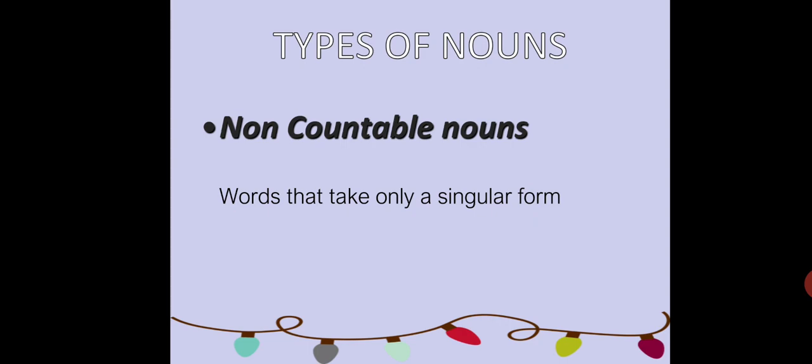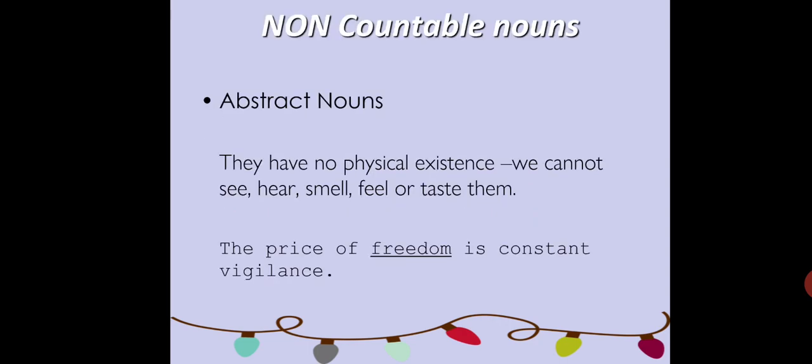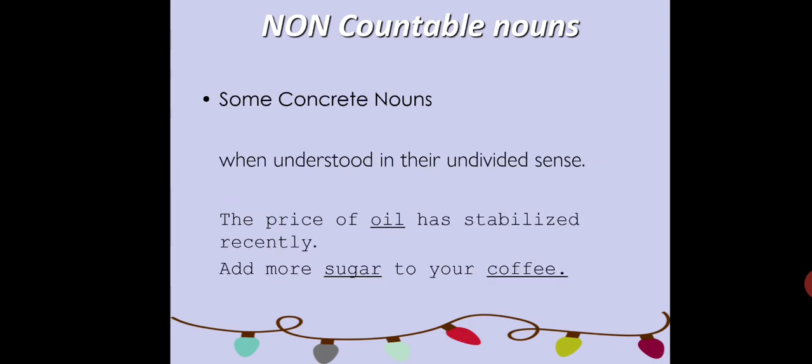Now we shall proceed with your non-count nouns. So words that can take on a singular form. So we have the abstract noun first. Abstract nouns are nouns which do not have physical existence. We cannot see, hear, smell, feel, or taste them. The price of freedom is constant vigilance. So you know words such as pride, love, respect, attention, those are from the abstract noun realm, so you don't use them with their plural form because they don't exist.